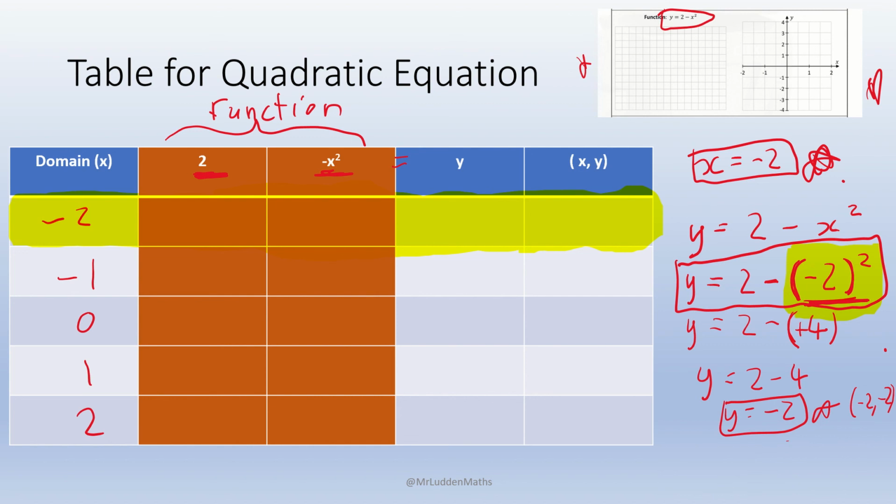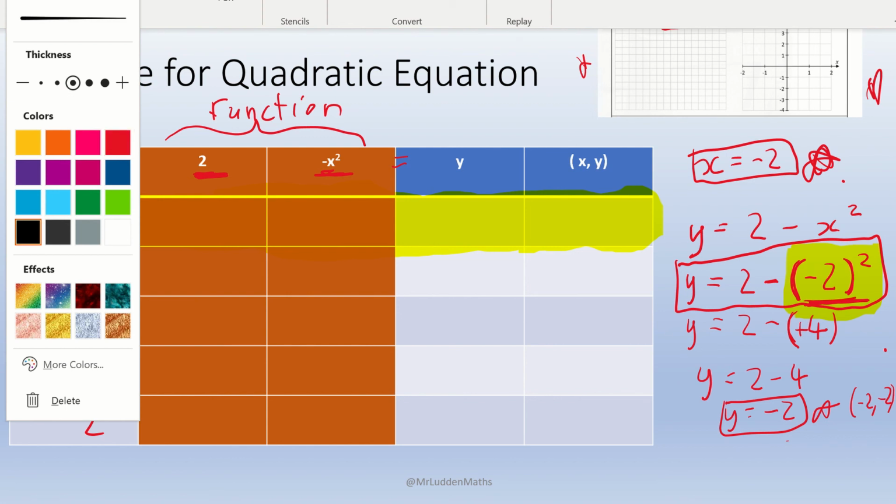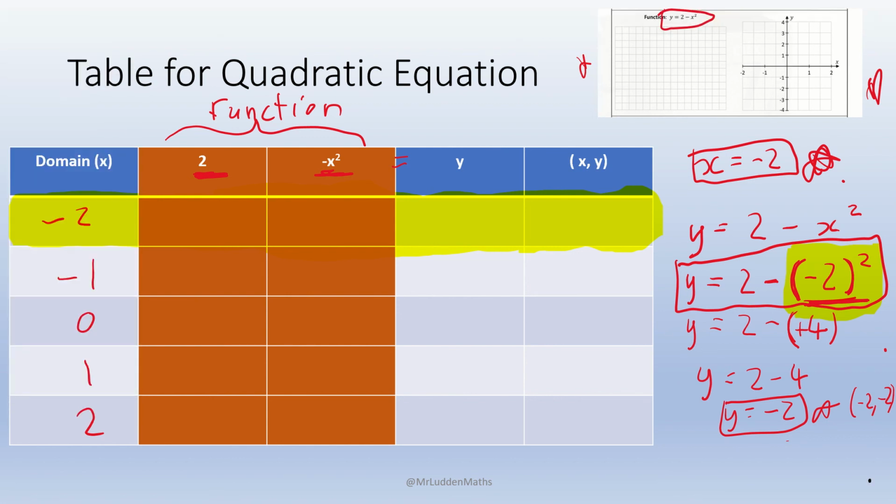Okay, so you could do this for each one of your points here. I've done it for minus 2, and I've done my equation out, and I found out what my point is. But drawing my table out keeps myself a lot more organized, and if you do make a mistake, you can easily see where it actually is. So I'm going to get my black pen, and I'm going to fill in what we have here.